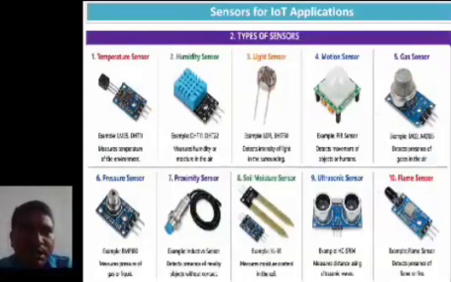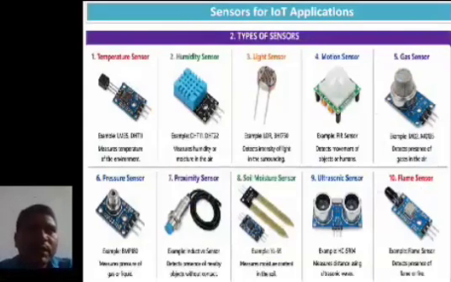Then the humidity sensor, DHT11 and DHT22, a digital temperature and humidity sensor. It can measure the moisture in the air, so it is used in agricultural and environmental monitoring applications.